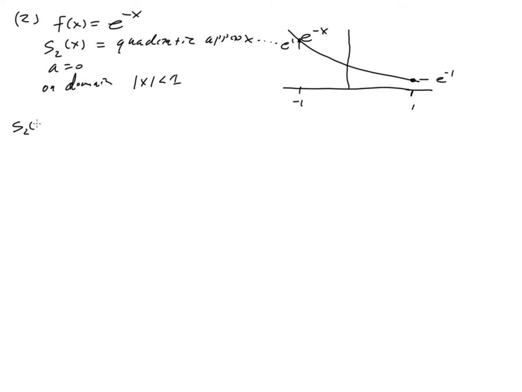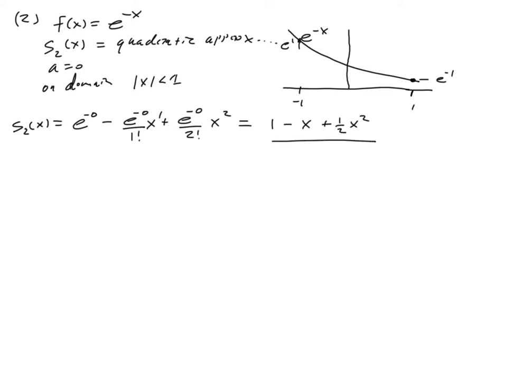So I need to find S2. That's the first thing I need to do. So let's do that. This is going to be e to the negative 0 minus e to the negative 0 over 1 factorial, plus e to the negative 0 over 2 factorial times x squared. Oh, you know what? I forgot my x to the first power. All right, so that's the Taylor approximation. Let me just summarize. This is going to be 1, minus x, and then plus 1/2 x squared. So this polynomial is going to approximate in some way how this works.